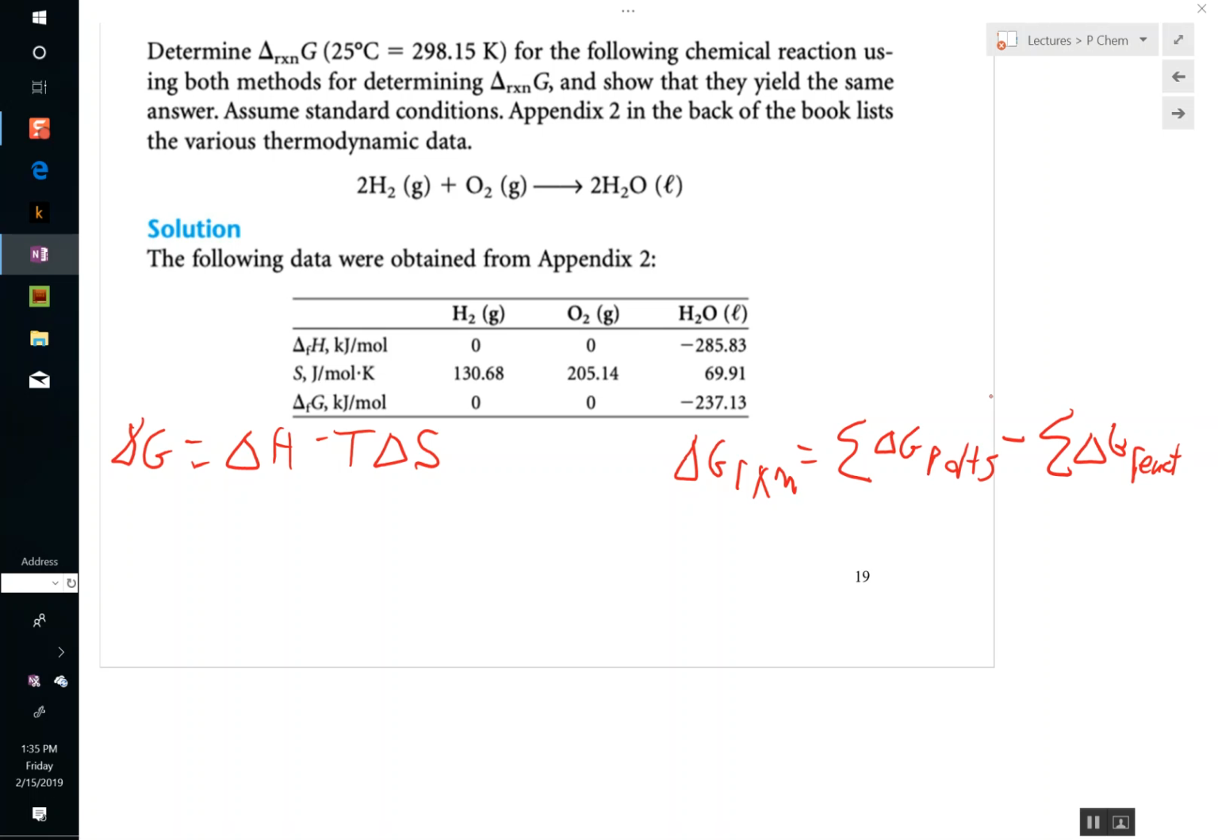And let's see if we have everything we need right there. You got temperature. Yeah, we have temperature, we have the entropy, we have the delta G's of formation, which is what we need over here. Got the delta H. Yeah, okay.